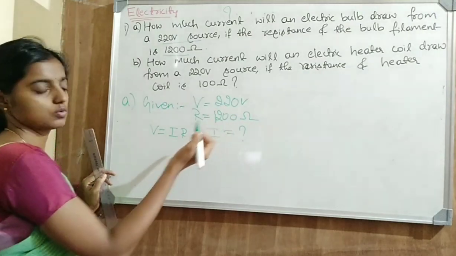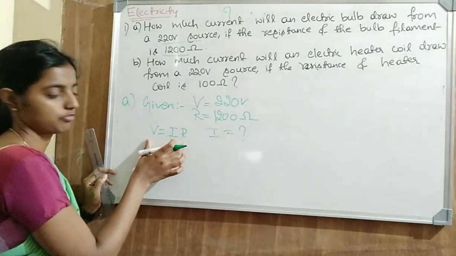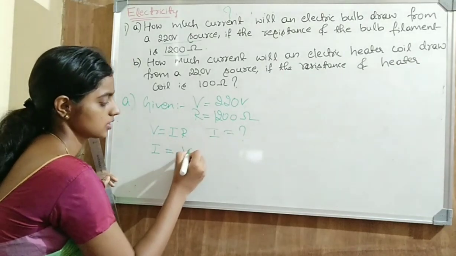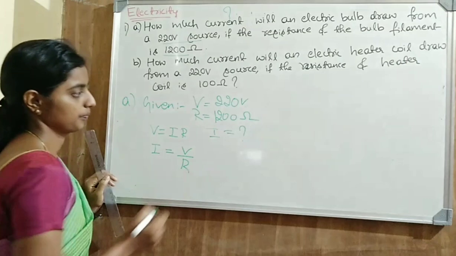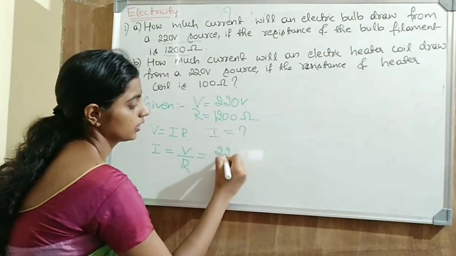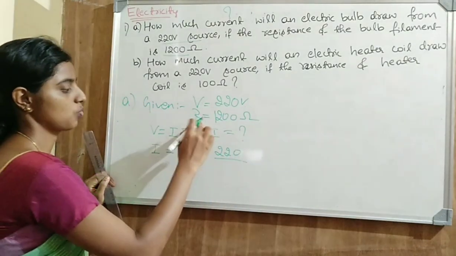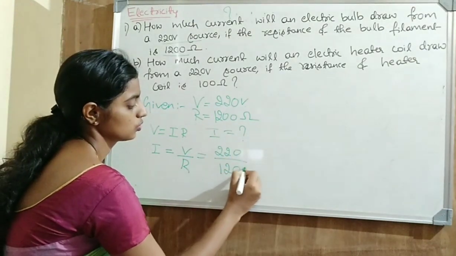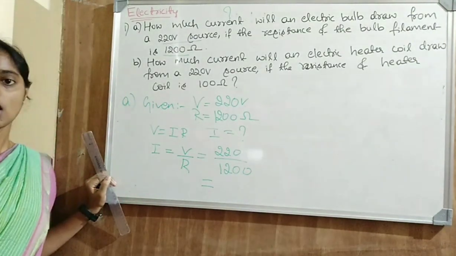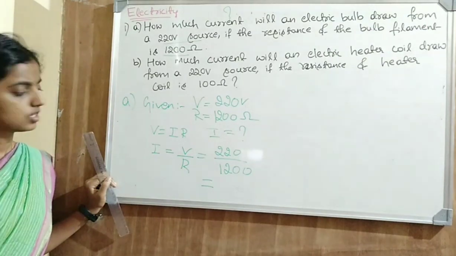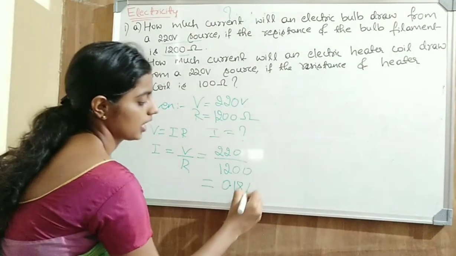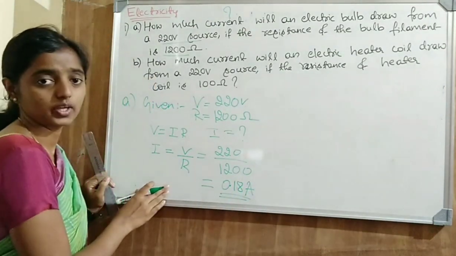Substitute the values in the formula. Before that, alter the formula to find the current. I is equal to V by R. V is 220 volt and R is 1200 ohm. Calculate and see how much we will get. We will get 0.18. What is the SI unit for current? Ampere. So it's very simple.